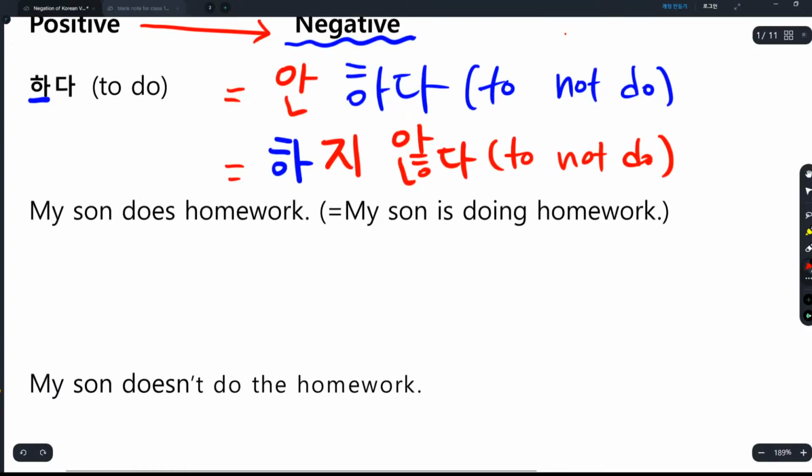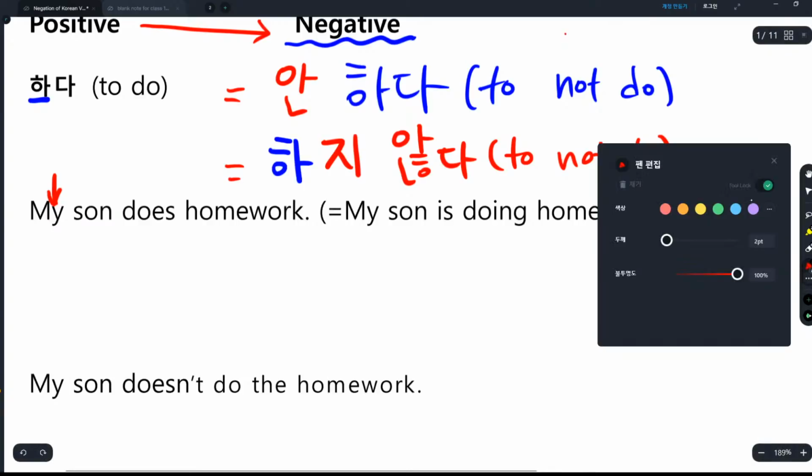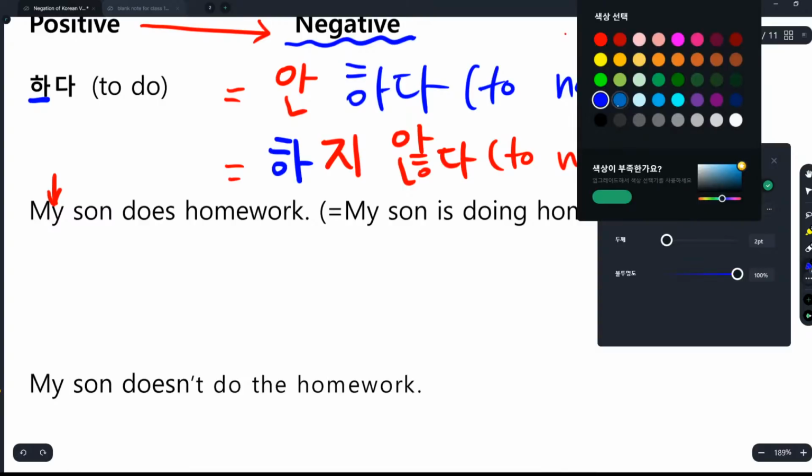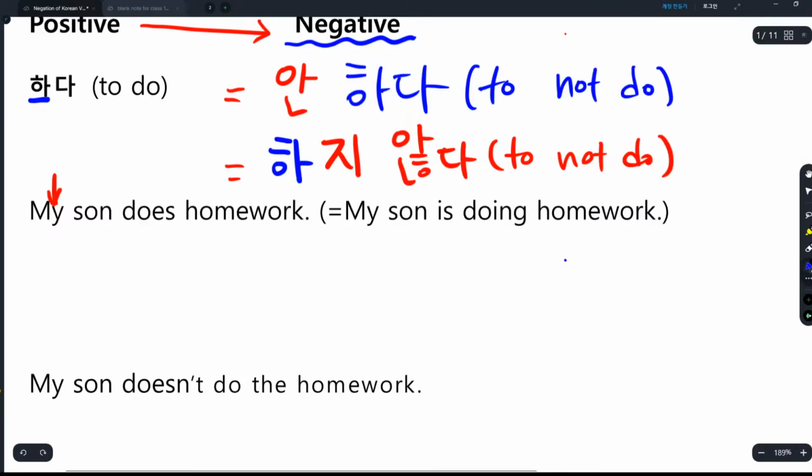So let's start from the positive verb. My son does homework. And to translate the sentence, guys, we have to know how the word order works in a Korean sentence. So we put the subject of the sentence first, and then the object, and then the verb, right?